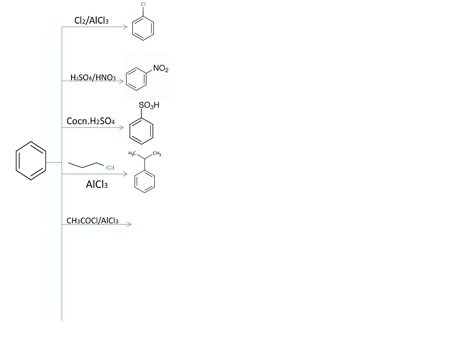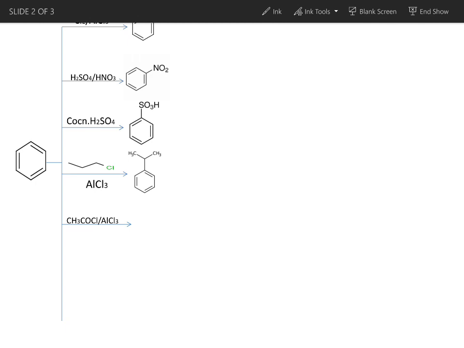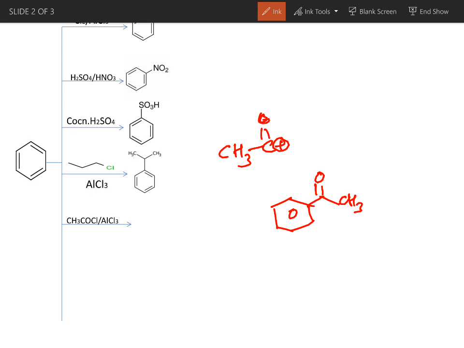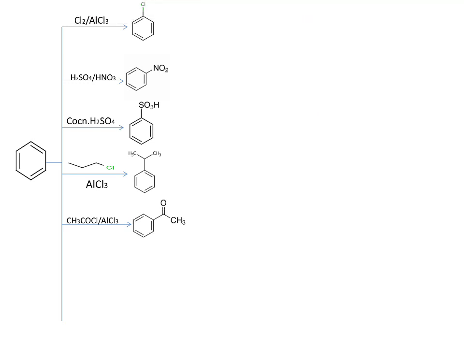In the fifth reaction, benzene is reacting with acyl chloride in presence of Lewis acid, that is AlCl3. In this case, it will form an electrophile of acyl with positive charge, CH3CO positive charge, which is acting as electrophile and gets introduced on benzene ring and gives a compound something like this. Name of this compound is acetophenone. So the fifth reaction product is acetophenone.